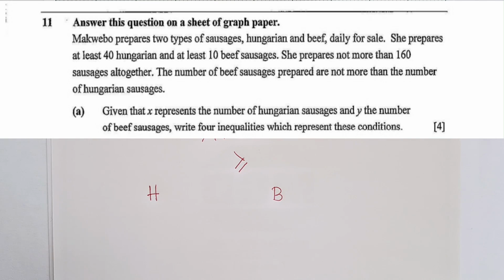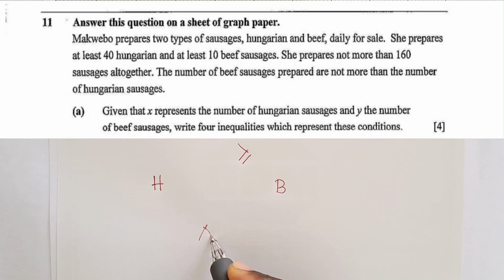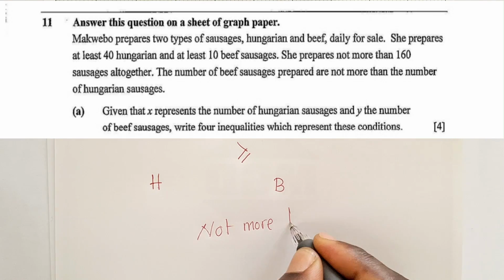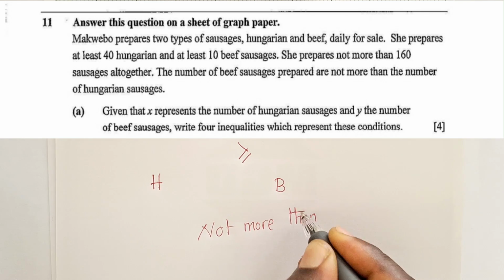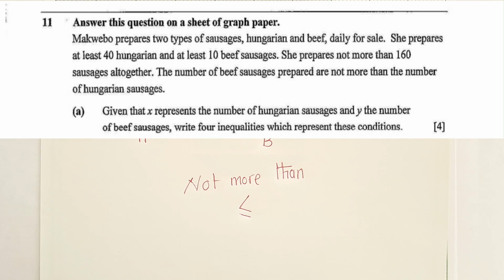And the statement continues, she prepares not more than 160 sausages altogether. Not more than is the opposite of at least. If they say not more than, so this is the opposite of at least. The sign will be less or equal to. That's not more than. Okay?